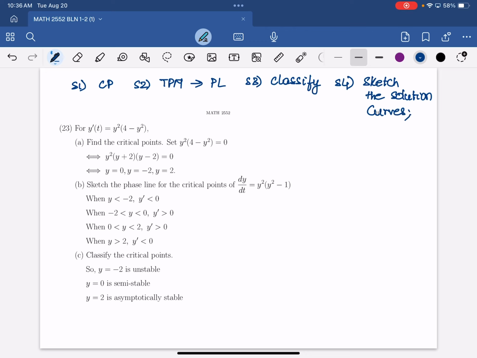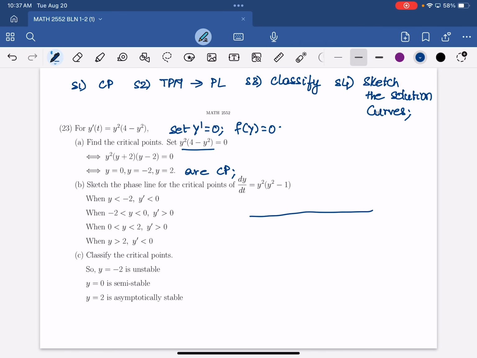When you say find the critical points, you set y prime equal to 0. So you're going to set f of y equals 0. You set y squared times 4 minus y squared equals 0. So you get y equals 0, y equals -2 and y equals +2. So these are your critical points or the equilibrium solutions. Is that clear? Everyone okay?